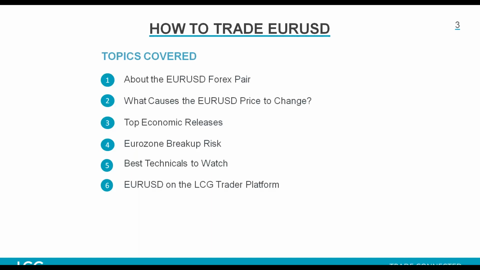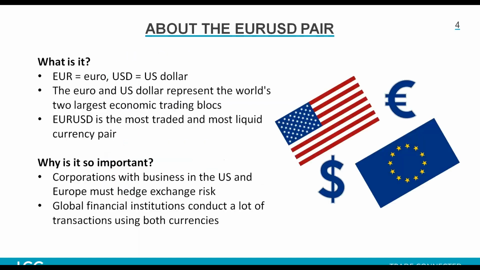You'll notice that in this webinar, we draw it without a slash in the middle of the euro and the US dollar. That's just because of how it's shown in the LCG trader platform. You can also draw it with that forward slash in the middle to separate the two currencies. Side point there, but just in case you're wondering, it is the same thing. So, how to trade the euro dollar.